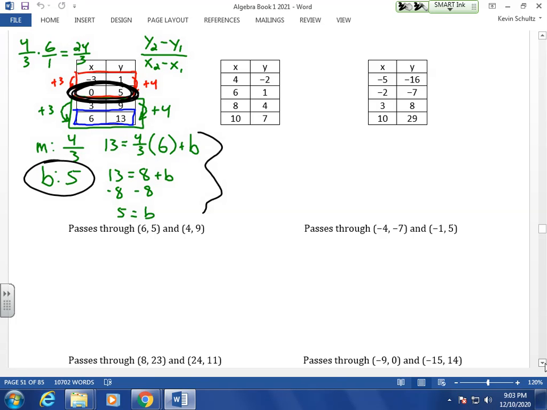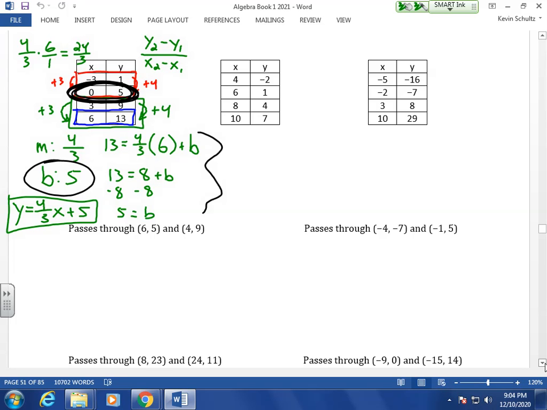So it does not matter which ordered pair you choose, as long as you plug things in the right spot and do your math correctly, you are going to get the correct y-intercept. So what's our final answer here? Well, y equals mx plus b. Our slope is 4/3, and our y-intercept is positive 5. So y equals 4/3 x plus 5.